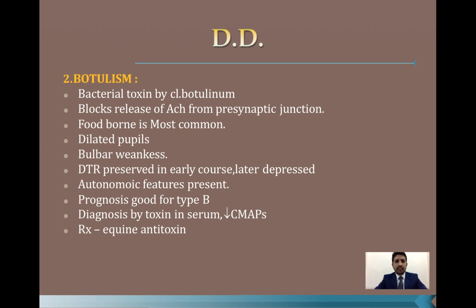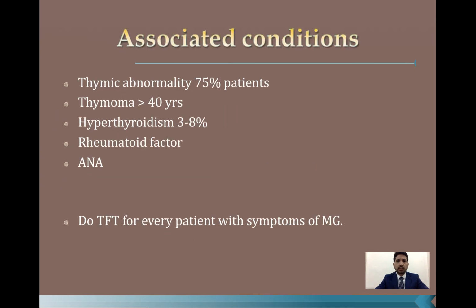Another important differential is botulism. Botulism is caused by a toxin which is produced by Clostridium botulinum. This is a foodborne bacteria. This disease mainly manifests as weakness of bulbar muscles, and autonomic features are also present. This condition can be diagnosed by toxin in serum and reduced compound muscle action potentials. Treatment is by antitoxin.